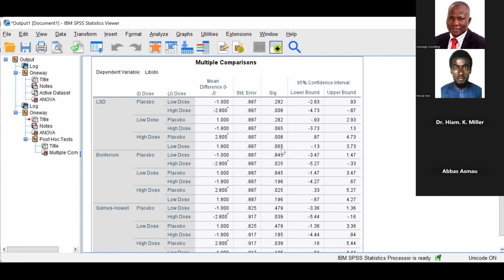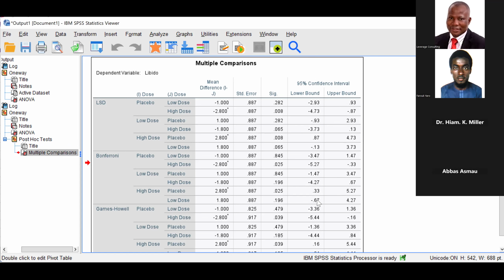So if you look at placebo and low dose, there's no significant difference. It means that if the person just takes low dose, it's as if the person is not taking anything. It doesn't affect the performance much. And also, you see that low dose and high dose is 0.065, almost significant. That is, somebody that takes high dose and somebody that takes low dose.